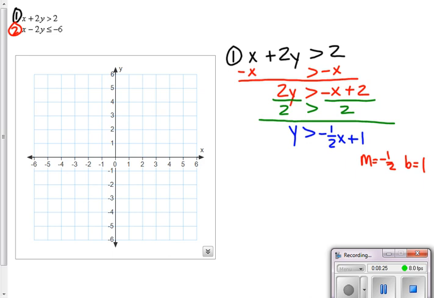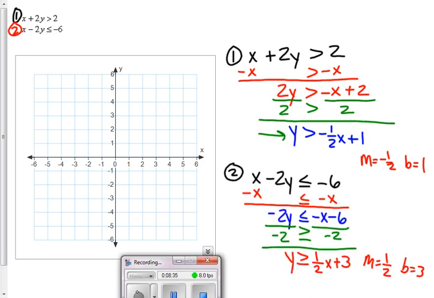Here's equation 1 in slope-intercept form. That's the process that you should have taken. Hopefully you have it looking like mine here. If not, double check your work. Here's what equation 2 should look like in slope-intercept form. Notice y is now greater than or equal to. Why is that? Because we divided by a negative 2, so we had to flip our sign. So hopefully you have that.